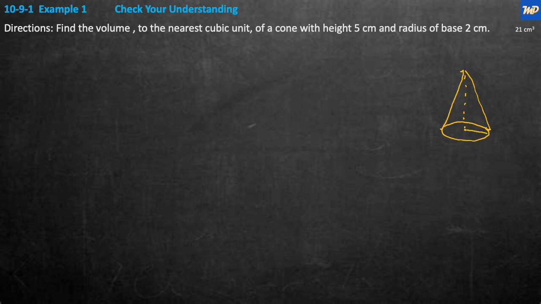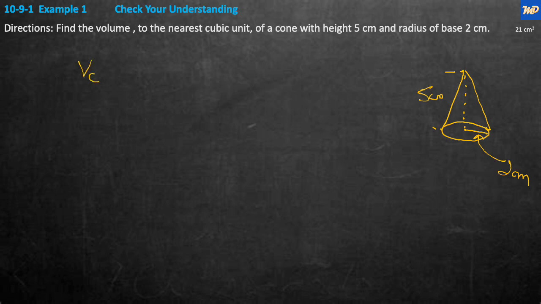The radius comes out from the center, and this is the height, right? From here to here. So the height, it says, is 5 centimeters, and the radius is 2 centimeters. And that's our cone. So now we go over here and do the volume of a cone.